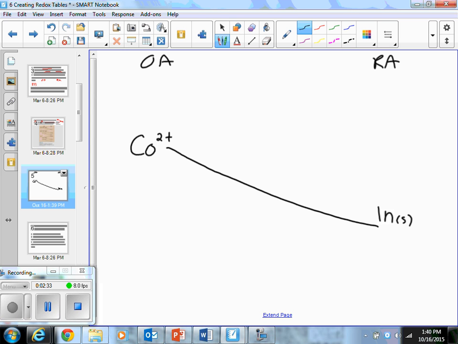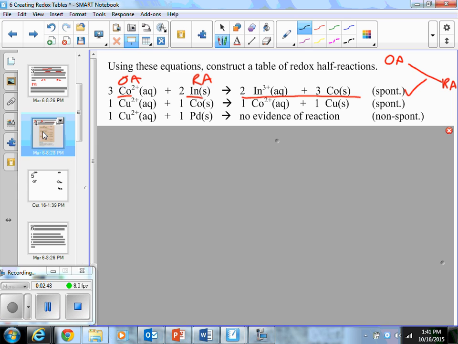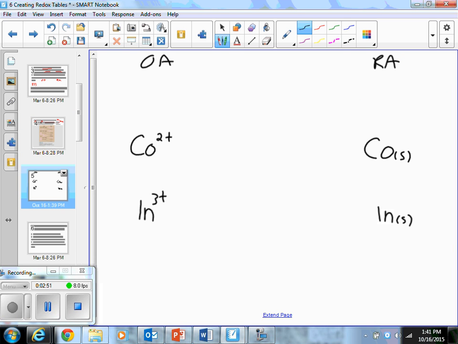Once we put them in the right place, then we just complete the half reaction. So cobalt-2 plus will be reduced to form cobalt solid. The corresponding OA for indium, what's the charge in indium? 3 plus. And then just balance out the charges by adding the electrons. So we're always showing these as reduction half reactions because the OAs are on the left side. And remember, oxidizing agents are reduced. Okay, so we've looked at the first reaction and we've put our first two half reactions on our table. So the other ones could fit in above, between, or below these. We don't know yet.